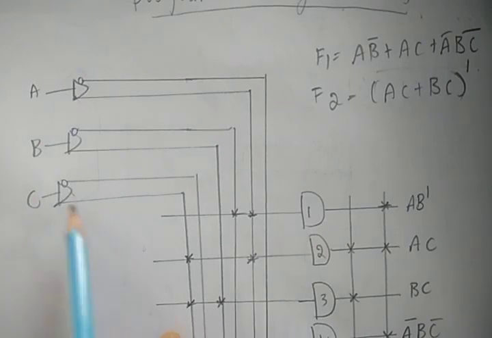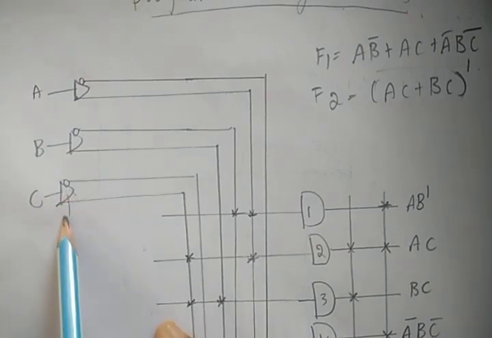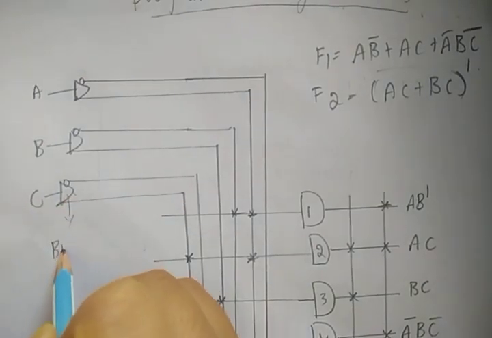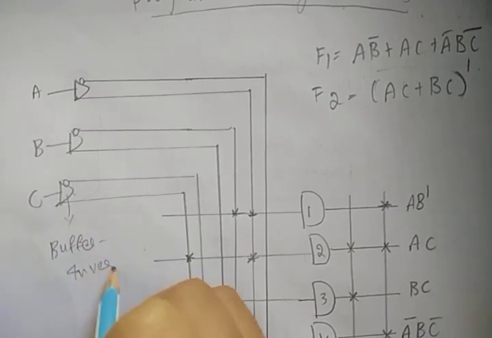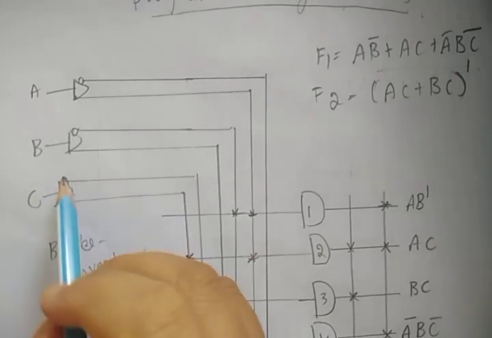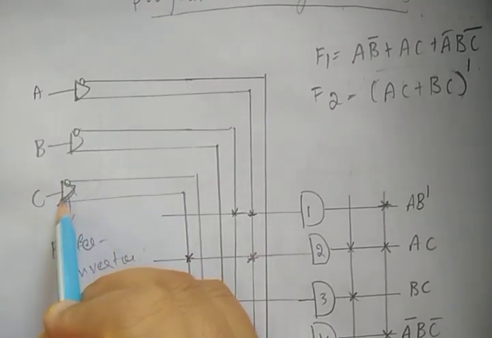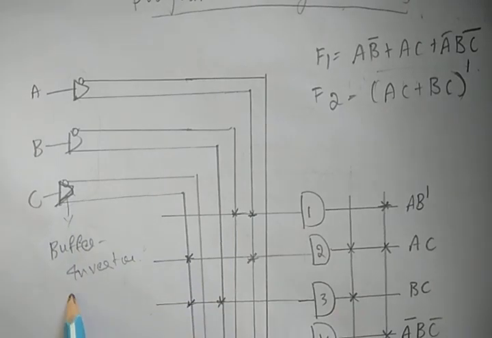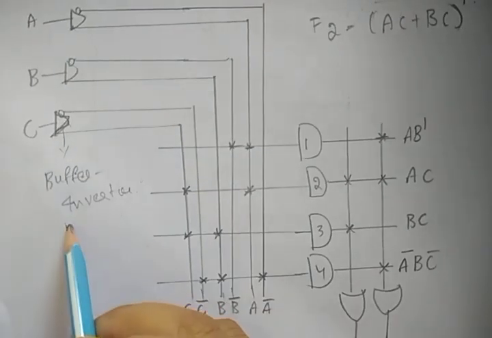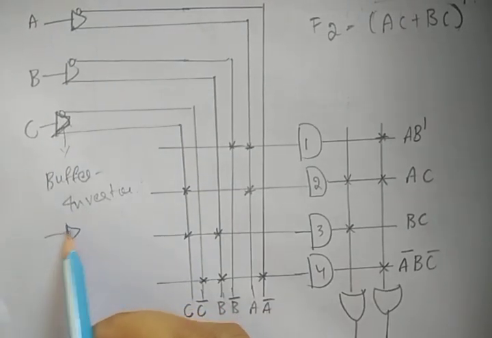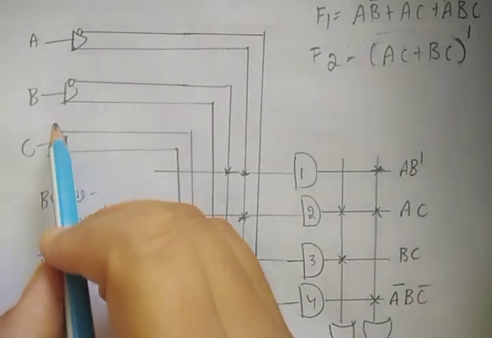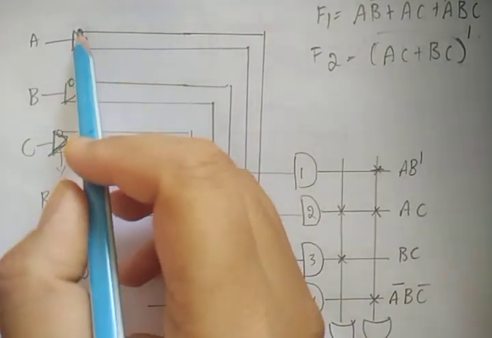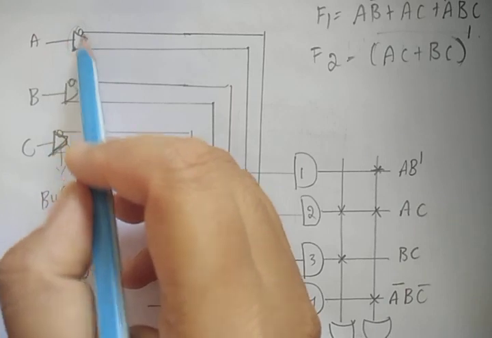a NOT gate, but the difference is that this is called a buffer input. This is called a buffer inverter. Here, as you can see, this is a buffer, and we have two types. For example, consider this a buffer: if I send an input as 1, output will be 1. If I send input as 0, output will be 0. For this buffer, we have something called an invert. That is, this is called a buffer invert.